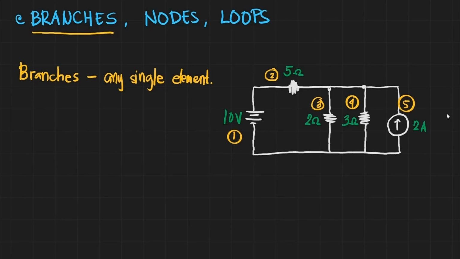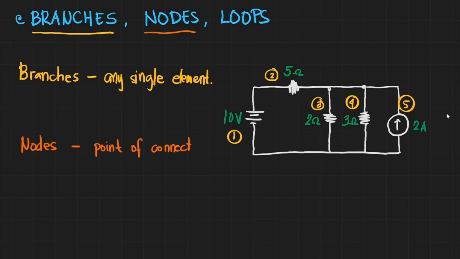Please take note that a branch need not be an active element. It could be an active element or a passive element. It could be in series or parallel. So if we just count the number of elements in the circuit or in the network, then that is the number of branches. Now we consider the number of nodes.